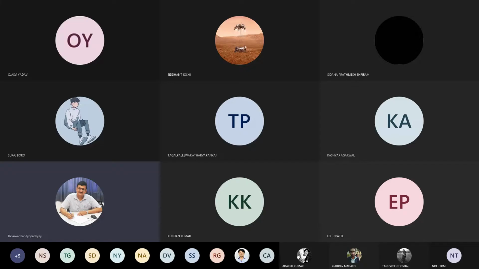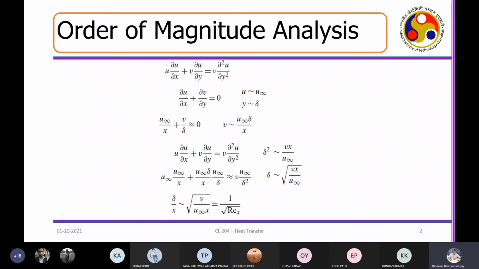Elevation, mass balance, momentum balance. But you can do a simple order of magnitude analysis in order to get the thickness of the boundary layer in terms of Reynolds number. So how is that? Let us see.